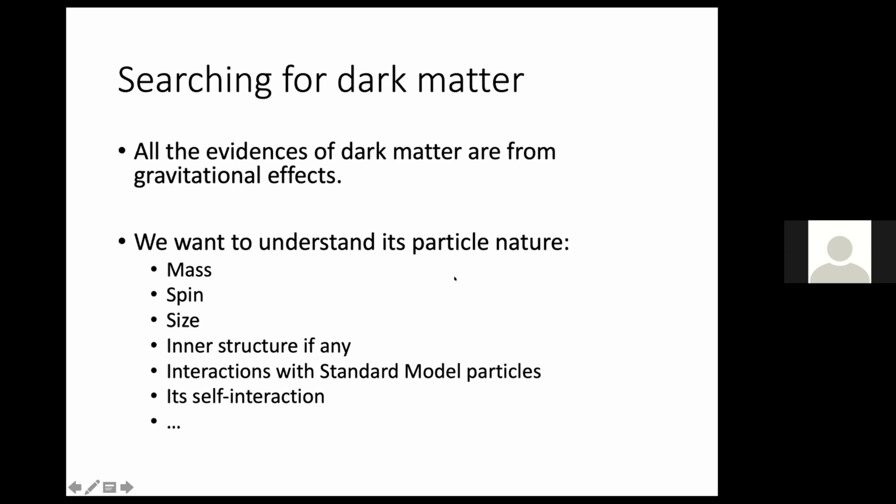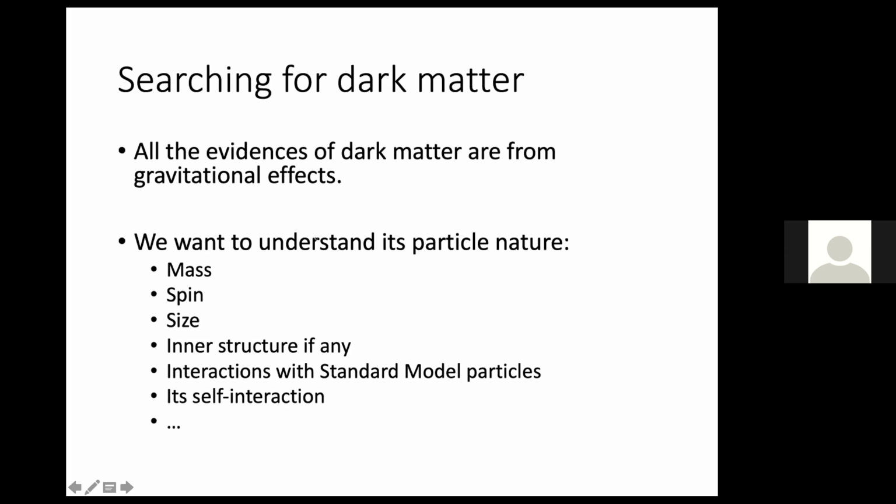Take dark energy, for example. Dark energy by itself is something like a vacuum energy, and it is totally covariant. So we can just put a constant in Einstein's equation to get dark energy. But for dark matter, it is completely different. It must be something. In particle theories, we assume that dark matter is a particle, and so we want to search for the particle nature of dark matter.